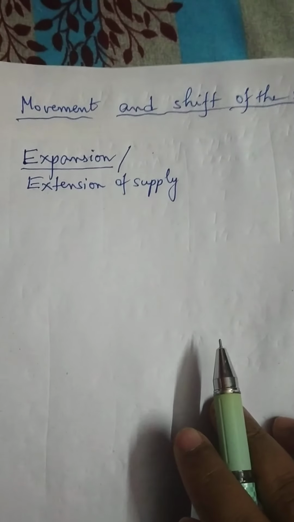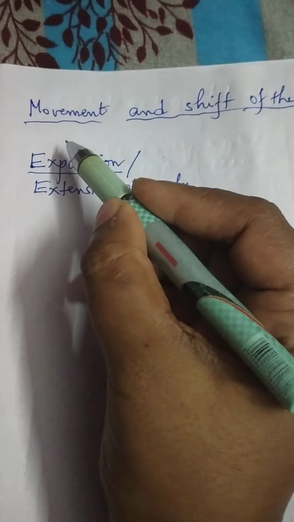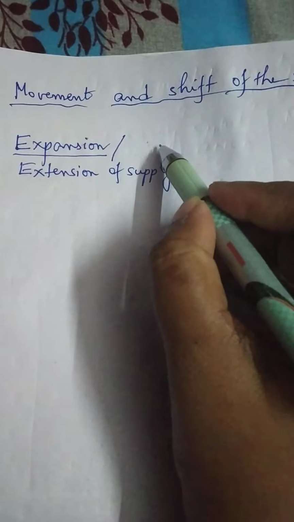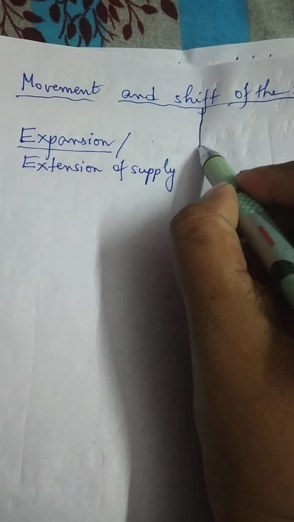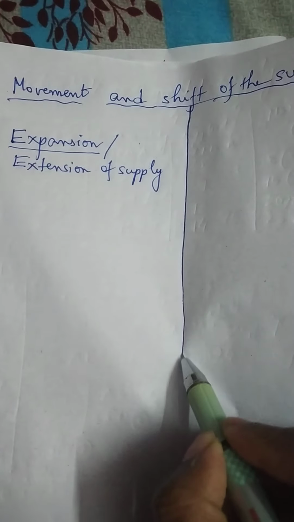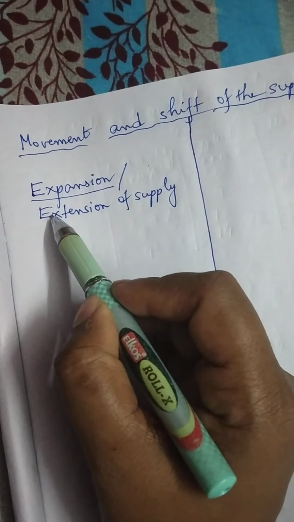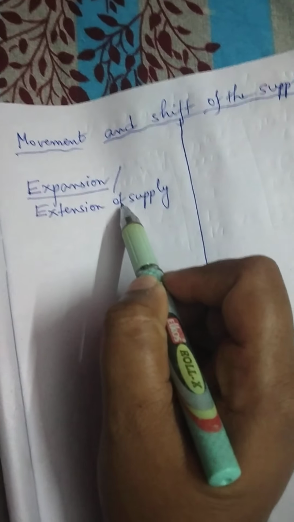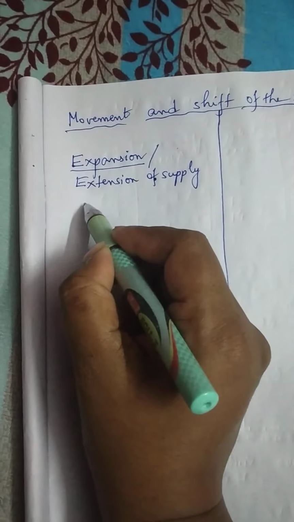We now move on to the last part of the chapter supply, that is movement and shift of the supply curve. Now here we have either a movement of the supply curve or we have a shift of the supply curve. In case of movement, we either have an expansion or extension of supply or we have a contraction of supply. Now what is expansion of supply?